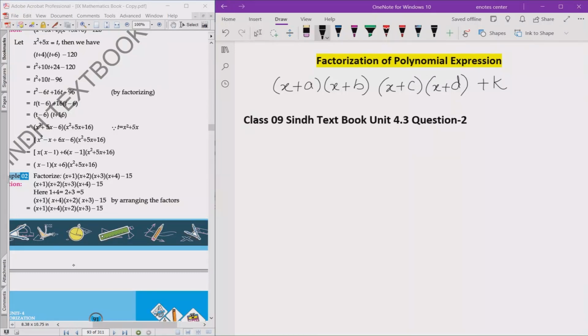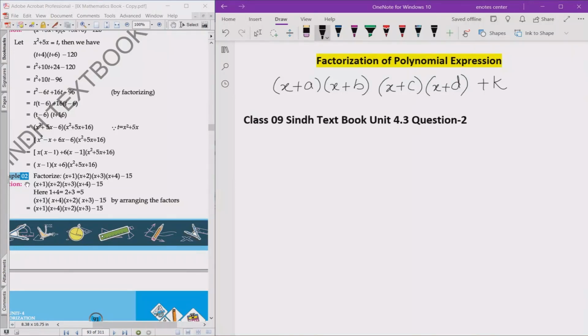Now we have another type, like x plus a, where we have four brackets all multiplying, but we also have a plus k. So we have to factorize this expression. To solve this type of expression, we are solving class 9 textbook unit 4.3 question number 2. But you can use any other book if you have this type of question, because the method is the same. So you can apply this method on all such questions.